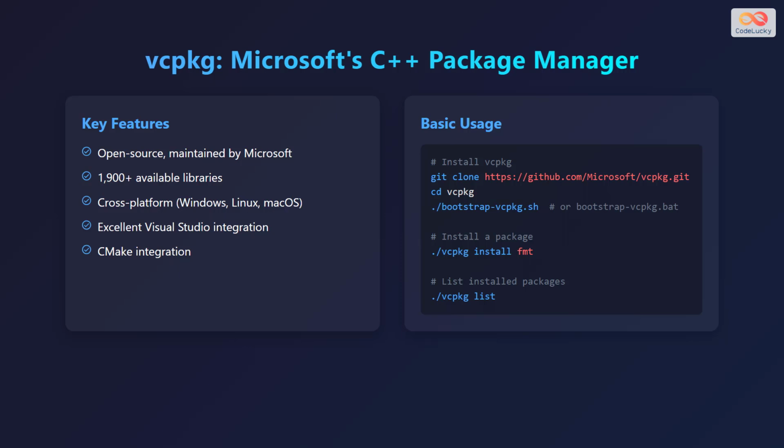Here are some basic commands to use vcpkg. To install vcpkg, first clone the vcpkg repository from GitHub, then change the directory to vcpkg and run the bootstrap script. To install a package, use the command ./vcpkg install, followed by the package name. To list installed packages, use the command ./vcpkg list.